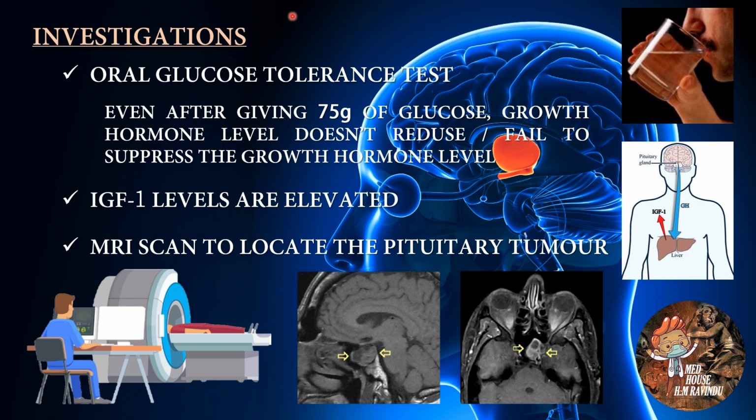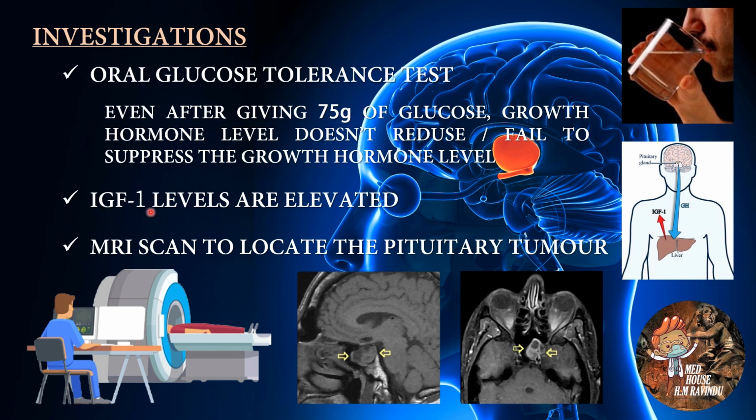Next, we are going to talk about investigations. For a patient who is having clinical features which we talked before, we can do an oral glucose tolerance test. In this test, we give 75 grams of glucose to drink and check the growth hormone level. In a normal person, after taking 75 grams of glucose, growth hormone level will be reduced. But in acromegaly patient, even after giving 75 grams of glucose, growth hormone level doesn't reduce. That means fail to suppress the growth hormone level.